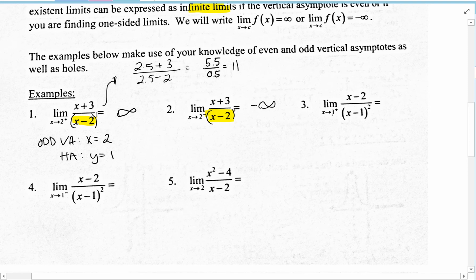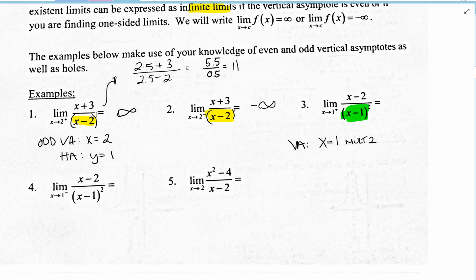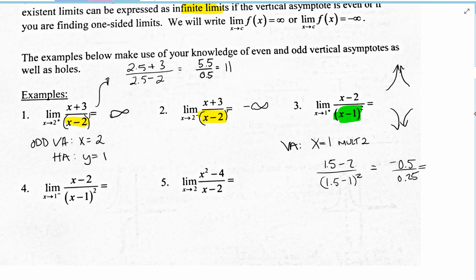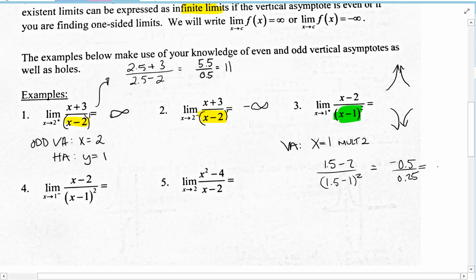What about this one? Approaching 1 from the right. We have an even vertical asymptote here. x equals 1 multiplicity 2. So I know that the behavior will be the same, either both going toward infinity or both going toward negative infinity. So I'm going to plug in a value that's a little bit to the right of 1. So 1.5. That ends up giving me negative 2. So it looks like as we approach 1 from the right, we are going toward negative infinity.